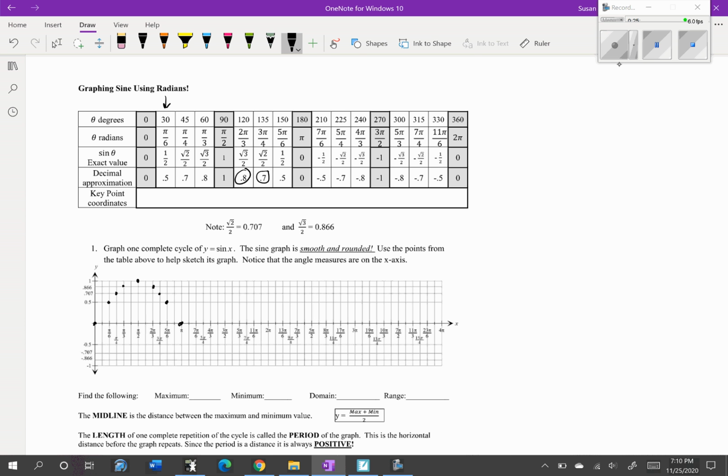7 pi over 6 gives us negative 0.5. 5 pi over 4 would be negative 0.7, negative 0.8. And at 3 pi over 2, we're at negative 1 for the sine. So the sine of 5 pi over 3 would be about negative 0.8 because it's negative root 3 over 2. The sine of 7 pi over 4 is negative root 2 over 2. And the sine of 11 pi over 6 is negative 1/2. And the sine of 2 pi, which is the same as the sine of 0, is 0. So that gives us our first wave, which is one time around our circle.